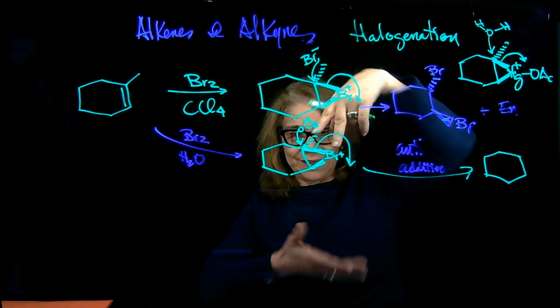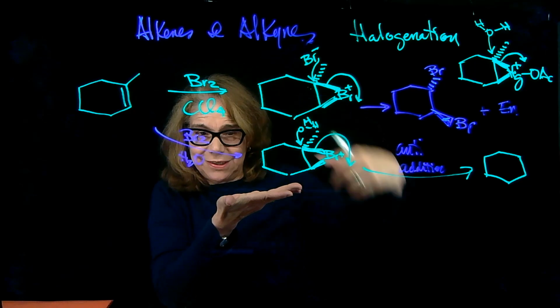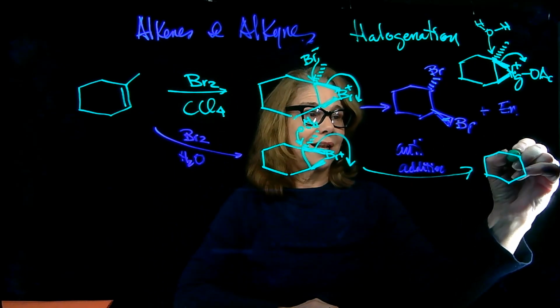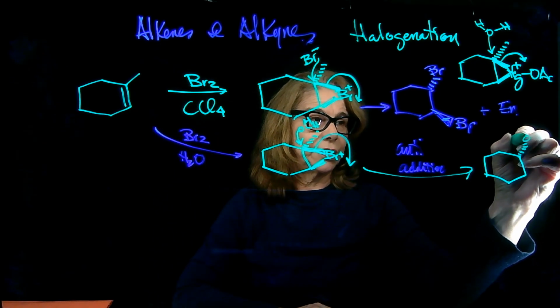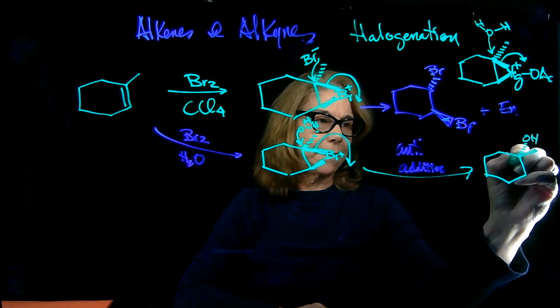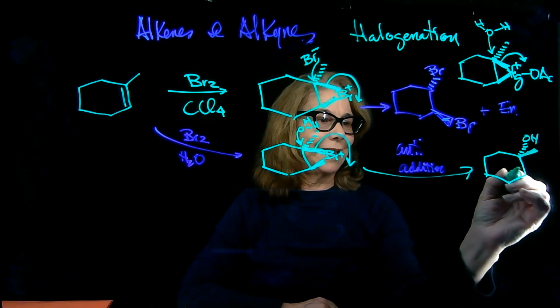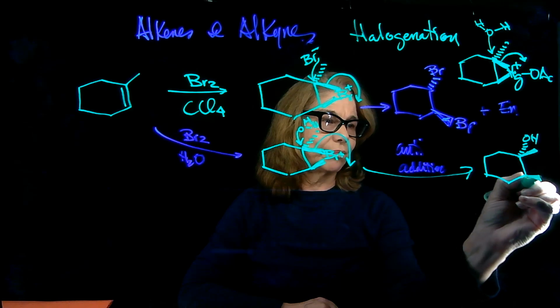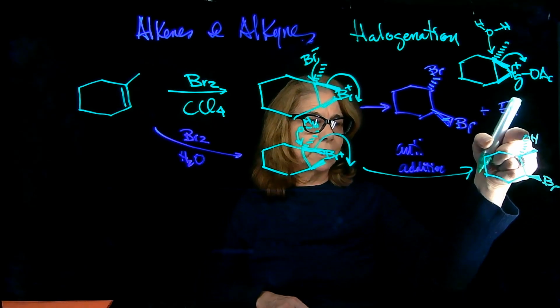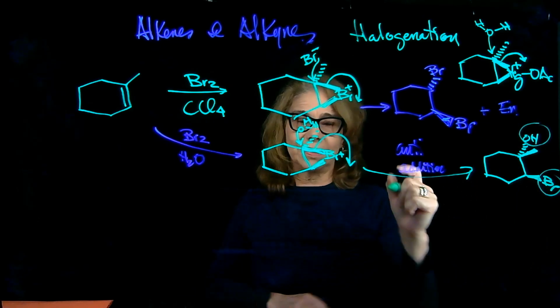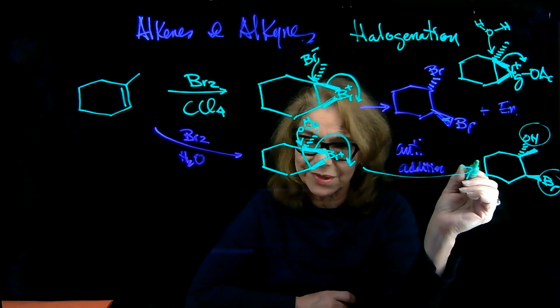So if this was your intermediate, the OH had to attack on the opposite side. So I'm going to put the OH here, which means the metal is here. And then here you will have the bromine. Again, this is opposite to that. So it is an anti-addition.